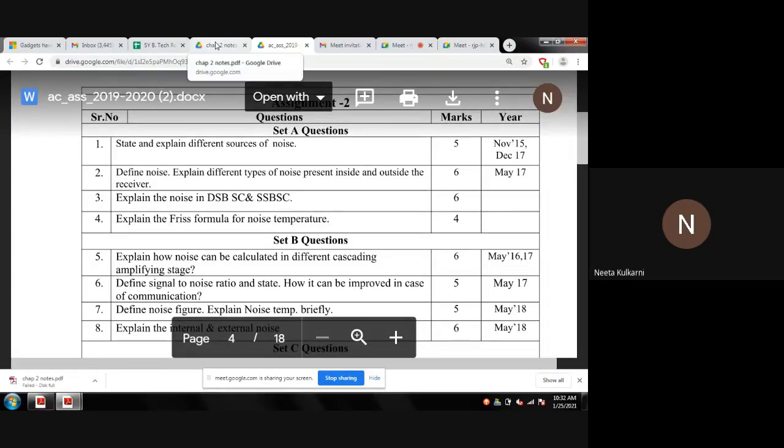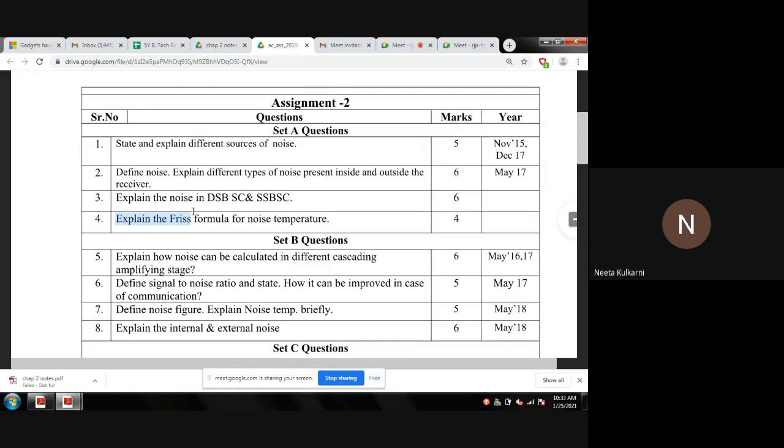Now I am not opening the notes. You open the notes and tell me the answers so that something will be contributed from your side. Yes, T is equal to T0 into F minus 1, where T0 is the standard temperature taken in Kelvin. How much value do we take for T0 there? 273, 270. Okay, then F is the noise figure. So based on that you have to write the answer for this question. And you can also write an example there: suppose the value of F is 10, then for that particular F, what is the value of noise temperature? That also you can write here.